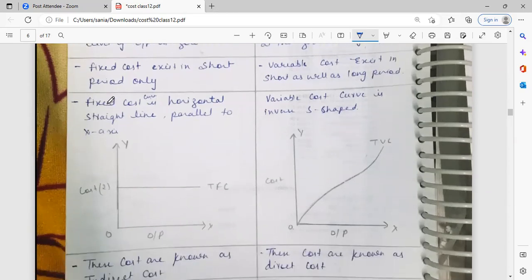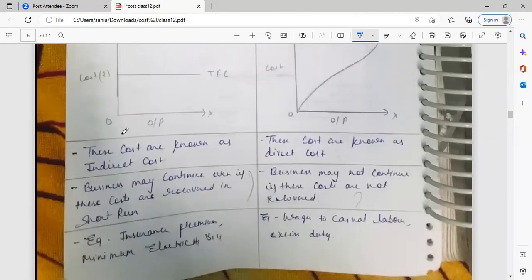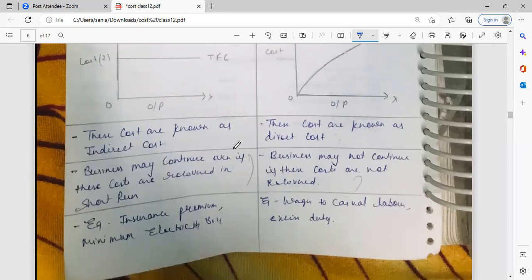This fixed cost curve is a horizontal straight line parallel to the x-axis. You can see this. The variable cost curve is inverse S shape. Fixed costs are known as indirect costs. Variable costs are known as direct costs. Business may continue even if fixed costs are not recovered in the short run, but business may not continue if variable costs are not recovered.